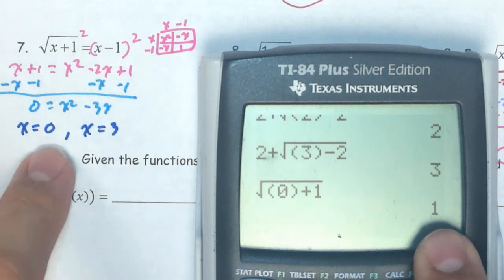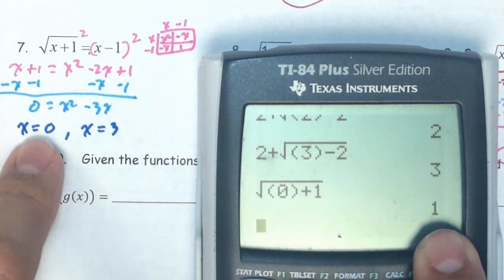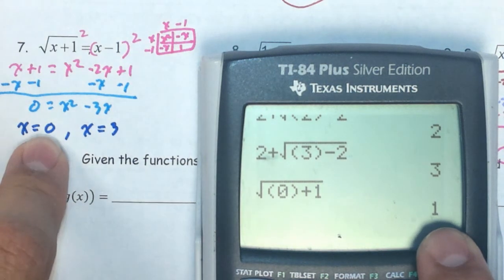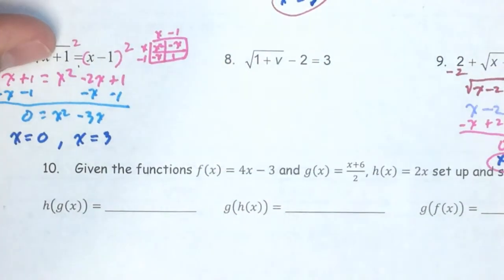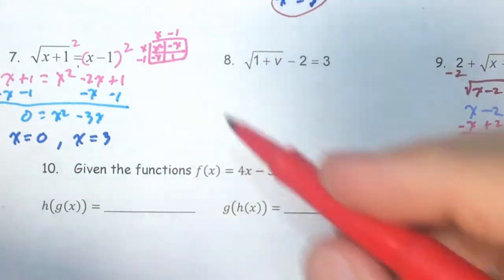It does not get us negative 1. So this is called an extraneous solution. Let me show you that by hand. You'll have to do this on a test.